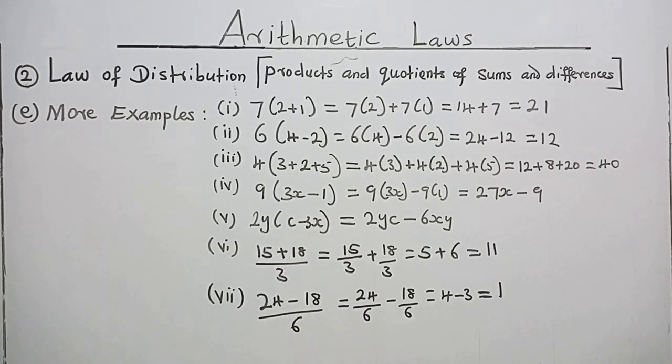Right? The last one is 24 minus 18 all over 6. Let the effect of this 6 be distributed across 24 and 18. See it play out here. This 6 divides 24 and the same 6 divides this 18. When 6 divides 24, the result is 4. And when 6 divides 18, the result is 3. Therefore, 24 minus 18 all over 6 is equal to 4 minus 3. And the result is equal to 1.